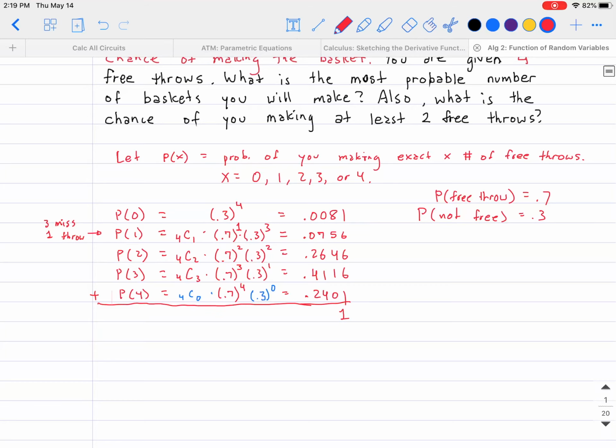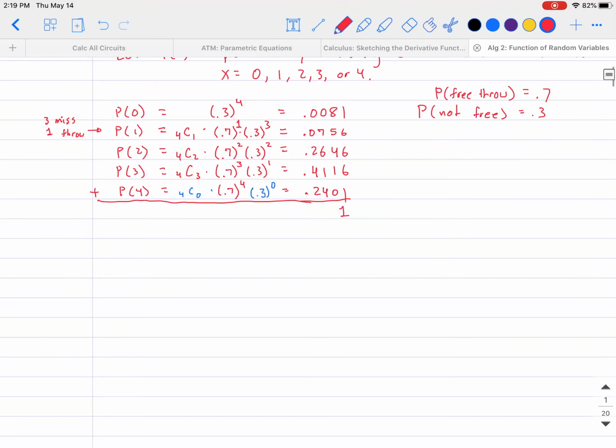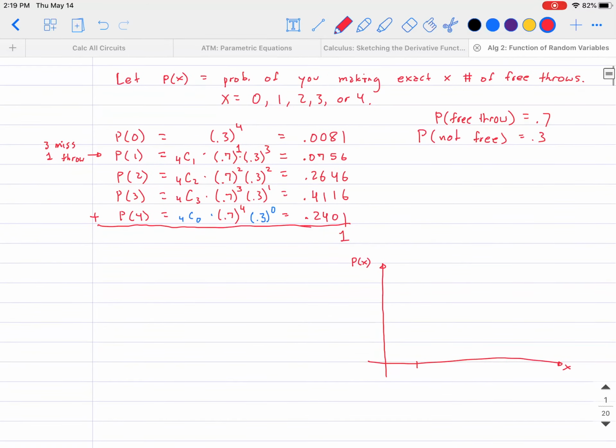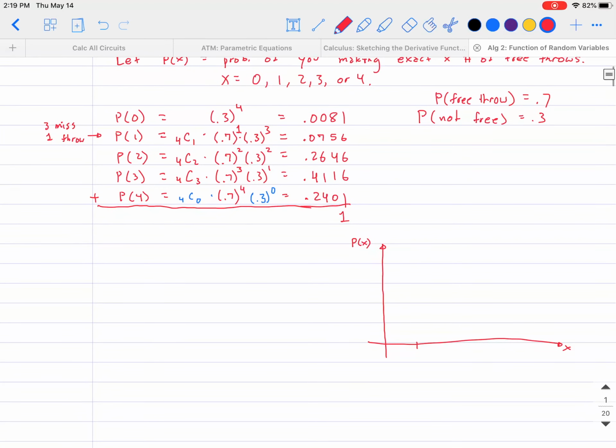Now, what we can do with this is we can also graph it out to see what's happening. So here underneath, this is going to look like the following. Let's say that this is x down here, the number of free throws that you're going to make, and this is P of x, which is the probability of that free throw happening. So at 0, you are going to have a probability of 0.0081, so that's going to be a very small number. So probably somewhere down here or so.